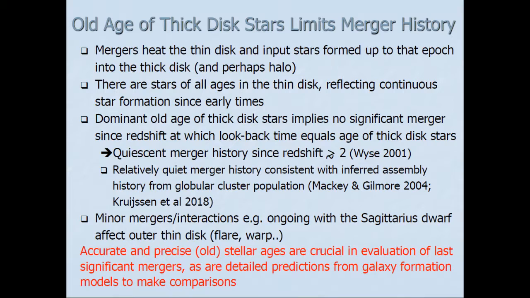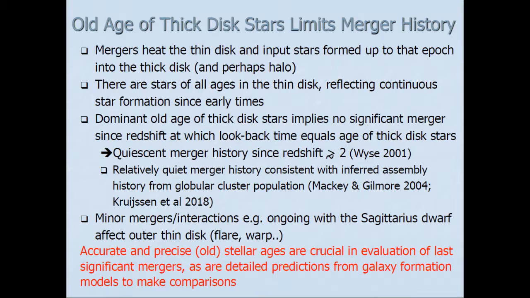If I have a very late merger like now, I would scatter up stars up to essentially zero ages. What we see in the thick disk is old ages. So there hasn't been a merger big enough to really scatter all the stars up since a look back time corresponding to 10 billion years. That's what we're talking about here. Dominant old age implies no significant merger. Relatively quiet history for the Milky Way.